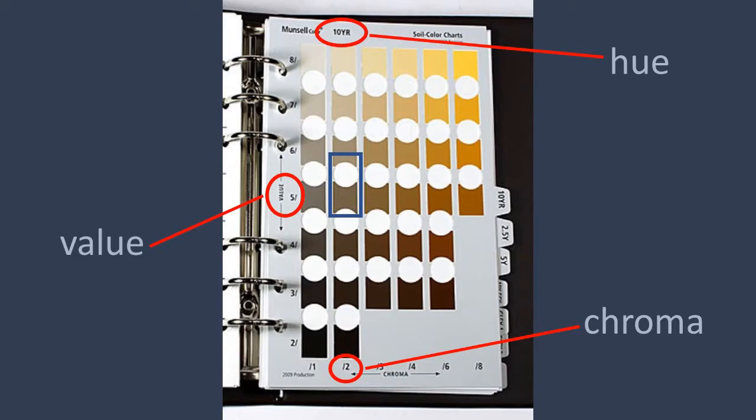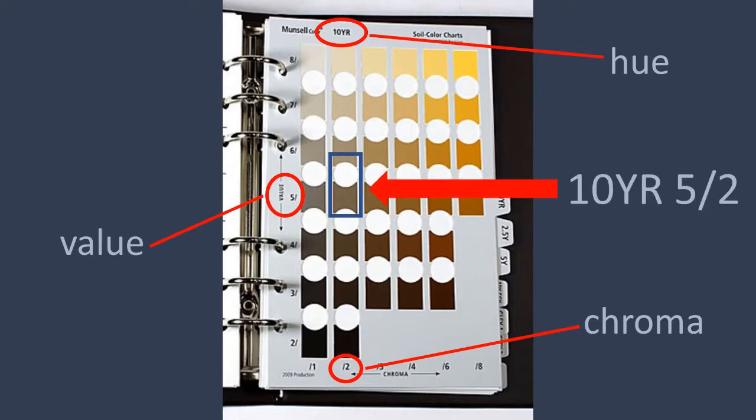On a Munsell color chart, we find the hue at the top of the chart. The value is found to the left of the chart, and the chroma is found at the bottom. For this example here, the correct color nomenclature is 10YR 5/2.